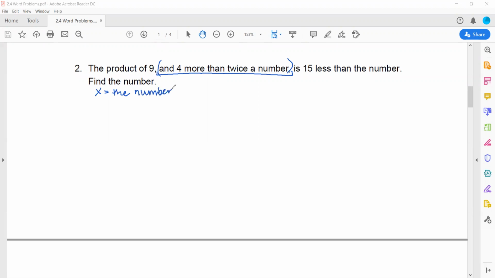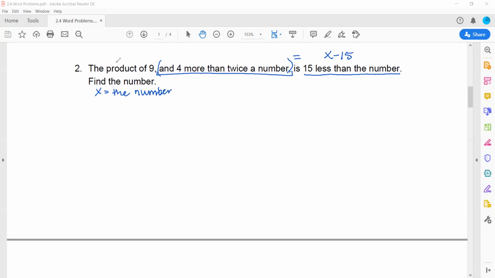And so let's find our equal sign first. So we have is right here. The right side's a little bit easier. 15 less than the number. We have 15 less than something. We need to subtract 15. So x minus 15. And then on the left, we have the product.